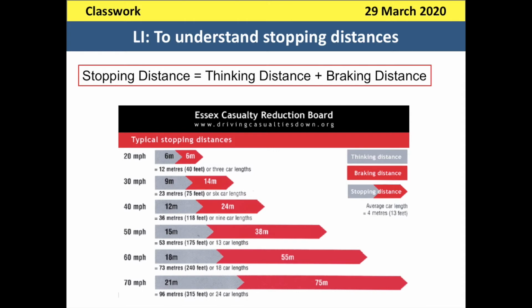So you can see for a vehicle that's travelling at 20 miles per hour, then the total stopping distance is just 12 metres or 40 feet. Whereas if the driver is travelling at 70 miles per hour, then it's going to take 96 metres to come to a stop. So you can see that the faster you are going, clearly the bigger the stopping distance is going to be.